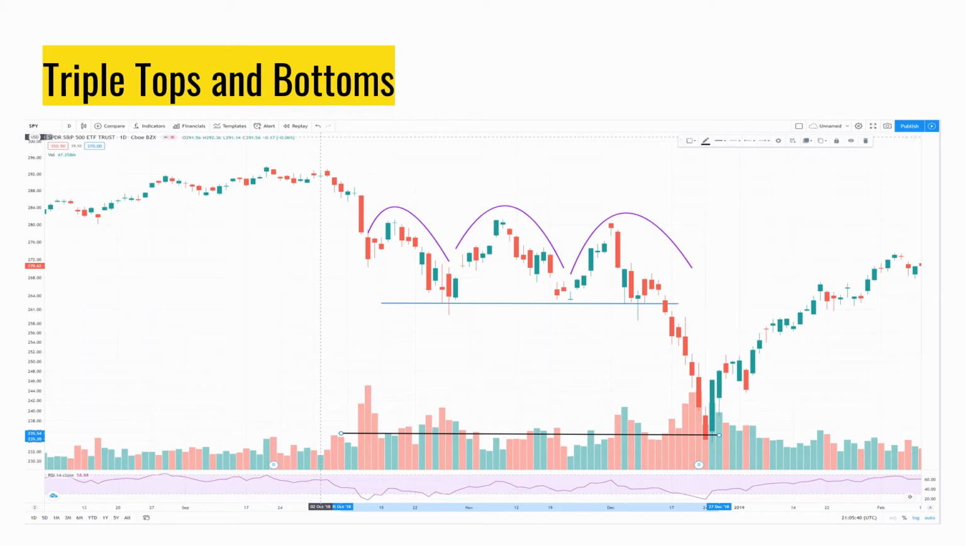Here we see SPY, which is an ETF that tracks the S&P 500. Here we see the 3 peaks. The blue line that I drew represents the neckline. Does everyone remember how to draw a neckline?